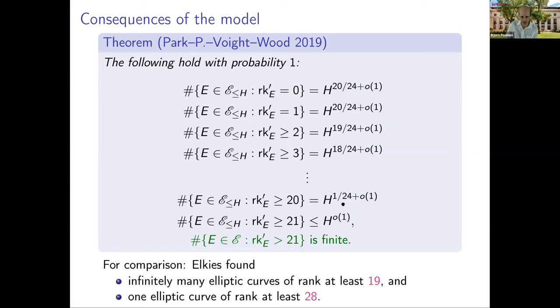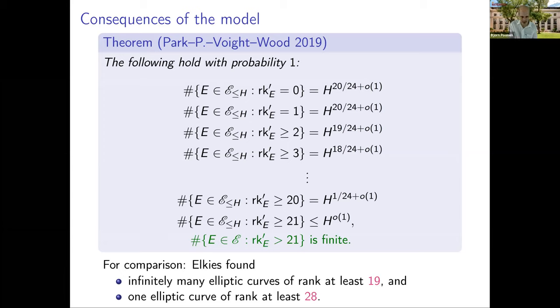Eventually you get down to h to the zero. Our analysis is not fine enough to figure out whether there's a plus or minus here, so we're not quite sure whether this is like log h, or it might be like one over log h. We don't know. But once you go beyond that, then conjecturally it should be finite. In fact, we prove that with probability one, there are only finitely many elliptic curves with pseudo rank greater than 21. So that's a theorem in linear algebra.